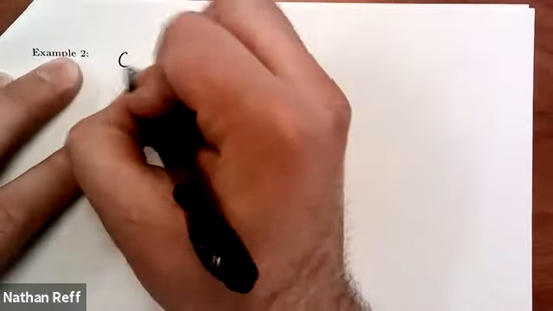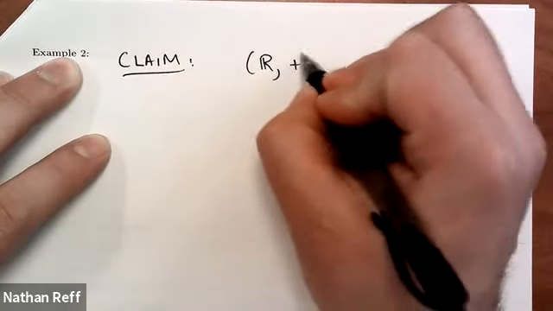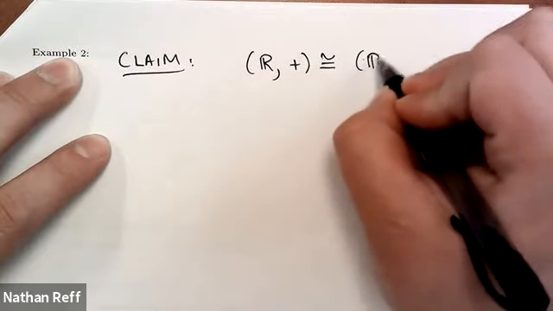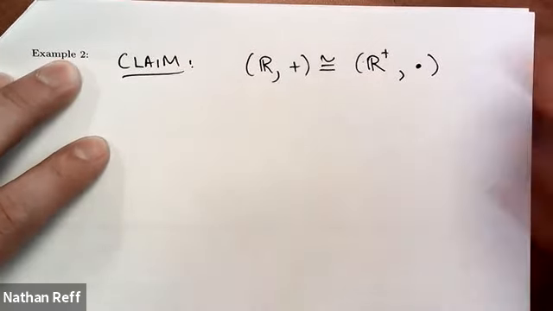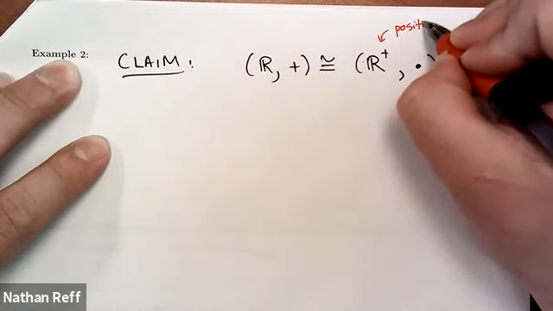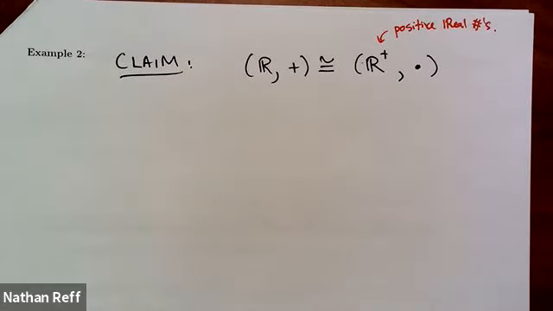Okay, so next example. This one's going to look a little strange at first, and then when you realize you're talking about groups, it's not terrible. So here's a claim: the real numbers under addition are isomorphic to the positive real numbers under multiplication. Now, as sets, that's absurd, right? They're not exactly the same set. Not every real number is a positive real number, but as groups, this is okay.